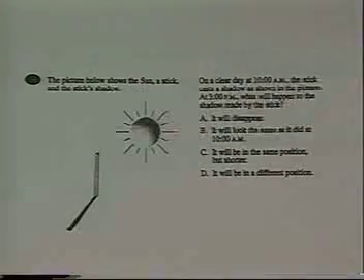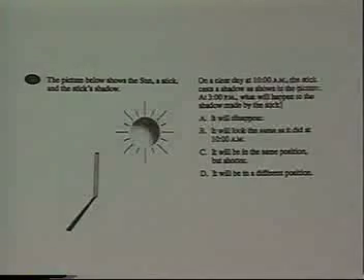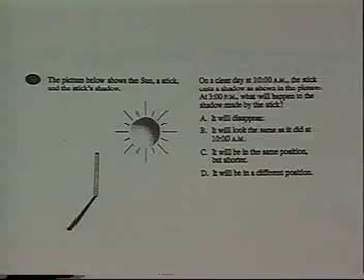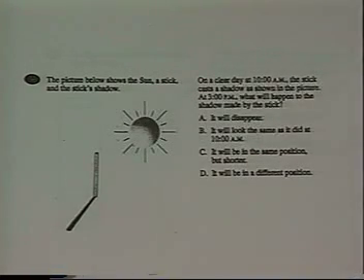The picture below shows the sun, a stick, and the stick's shadow. On a clear day at 10 a.m., the stick casts a shadow as shown in the picture. At 3 p.m., what will happen to the shadow made by the stick? A, it will disappear. B, it will look the same as it did at 10 a.m. C, it will be in the same position but shorter. D, it will be in a different position.